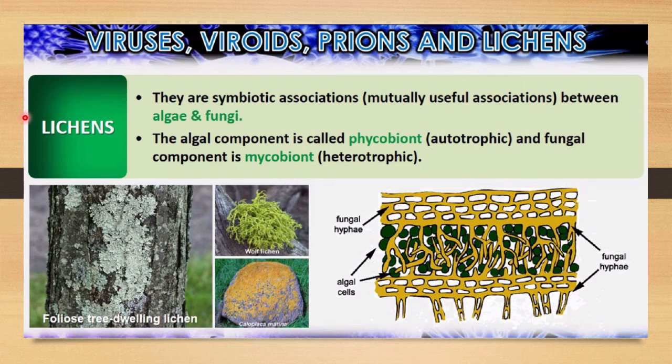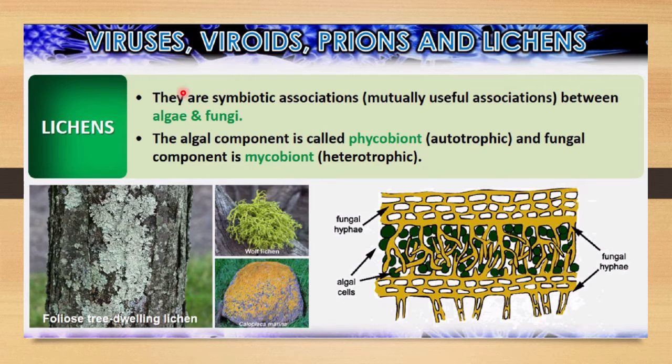Next important organism is the lichens. These lichens are also not included in R.H. Whittaker classification. So as I told you, R.H. Whittaker classification does not include viruses, viroids or prions, and also lichens. Okay, so let us see what lichens are.